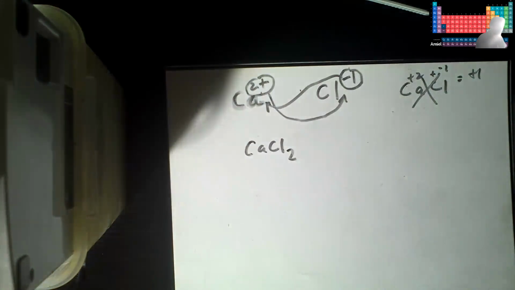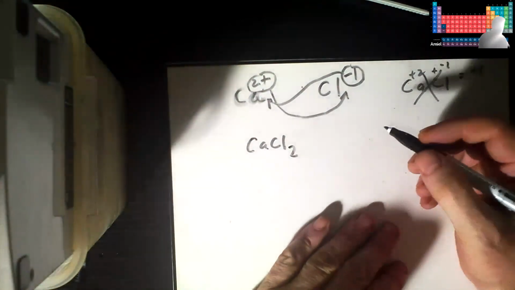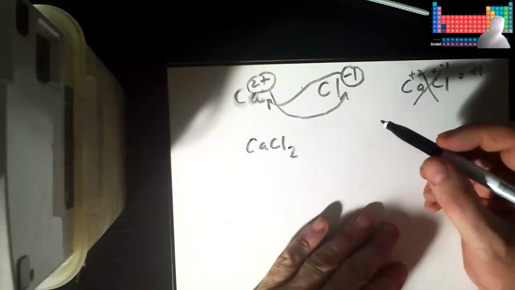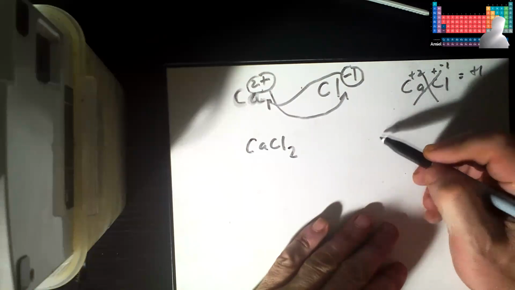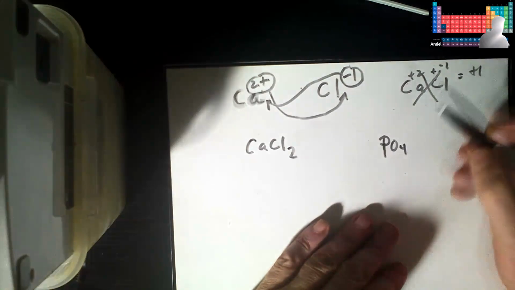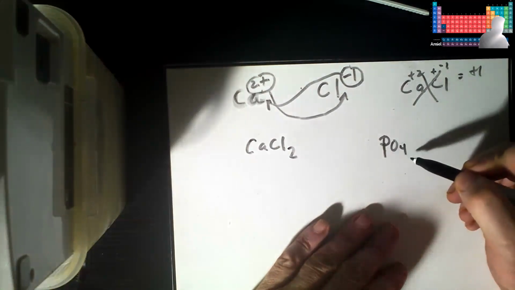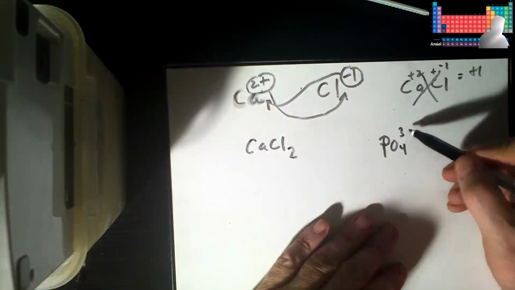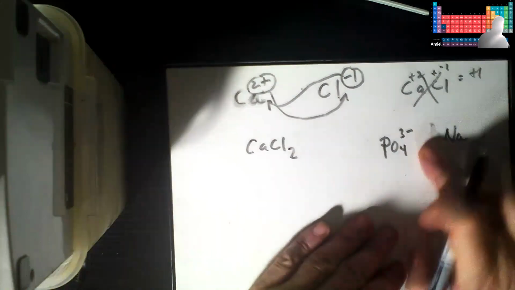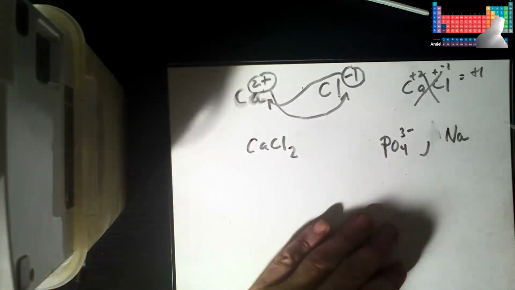Let's do another one. How about a polyatomic? How about PO4, phosphate? That's one of the ones in the table. It's a triple minus, plus sodium. Well, it's not really plus, it's how do they combine?